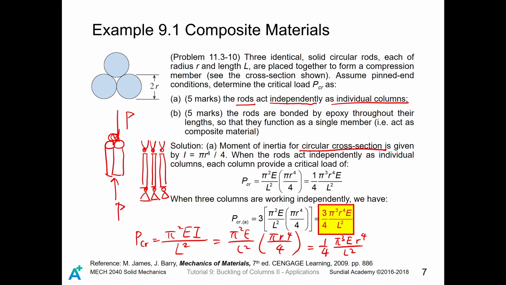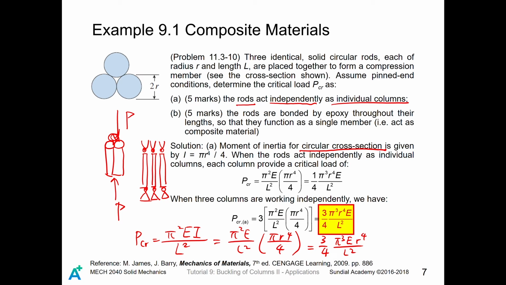Okay, then if we're talking about 3 columns, then we just times it by 3, then we are done. So those 3 columns can totally give you a critical load of 3/4 of π³ E r⁴ divided by L².